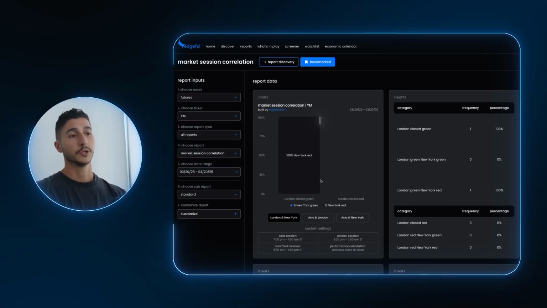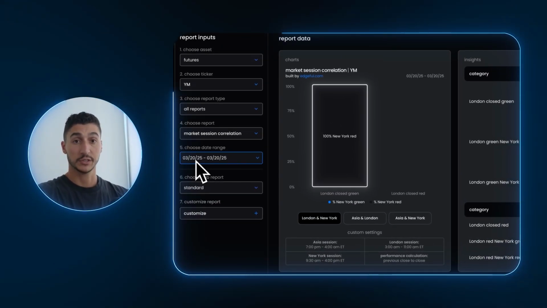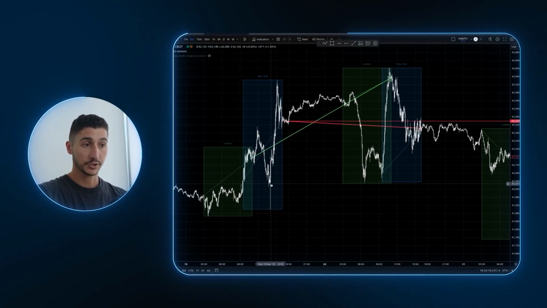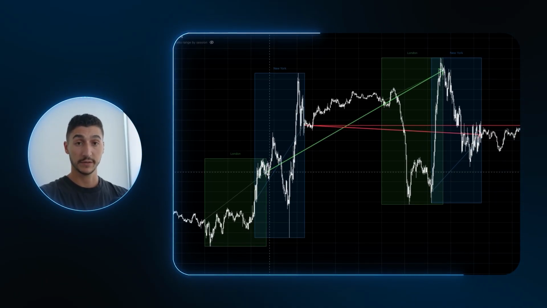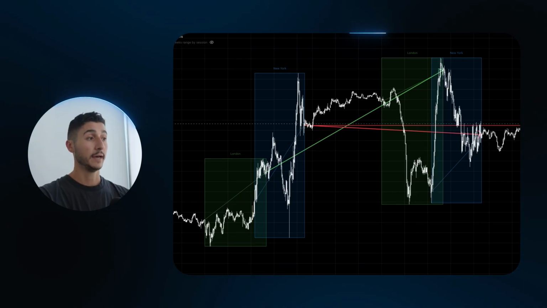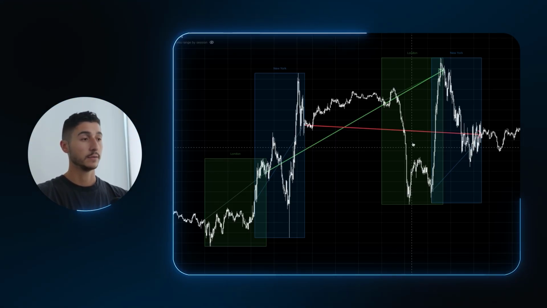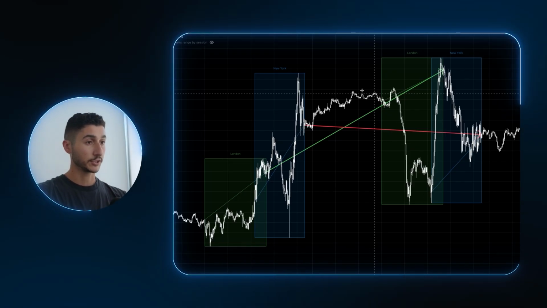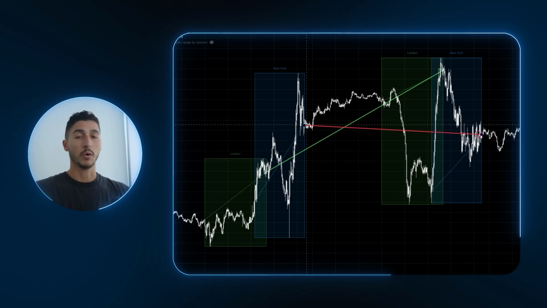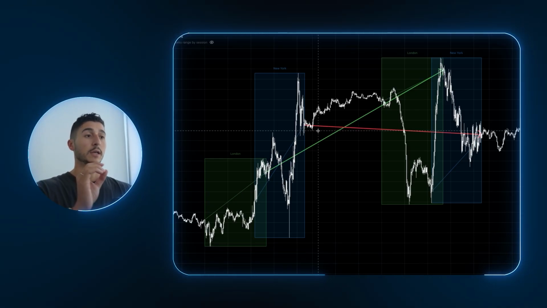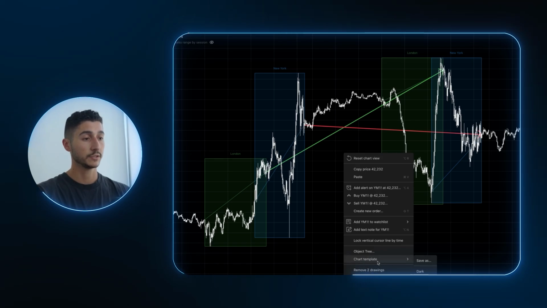Okay, so you can see here, London closed green. I'm on this specific day here. London session closed green. We determined that because this London session closed above the previous London session close. Then the New York session closes red because this New York session closes below the previous New York session. So the way to really think about this is you always reference the previous closing price.